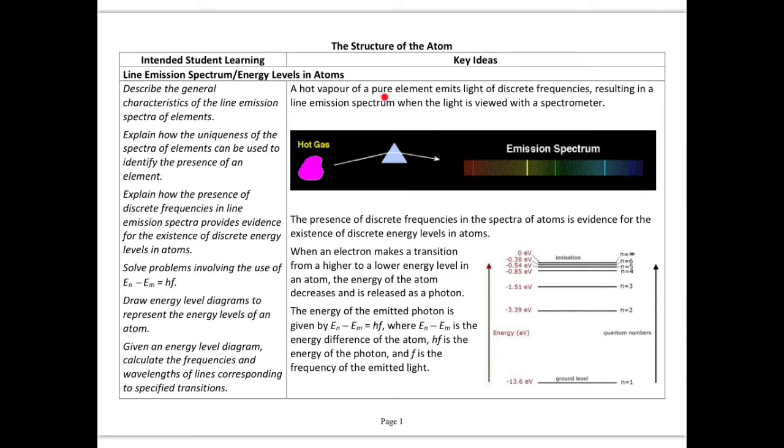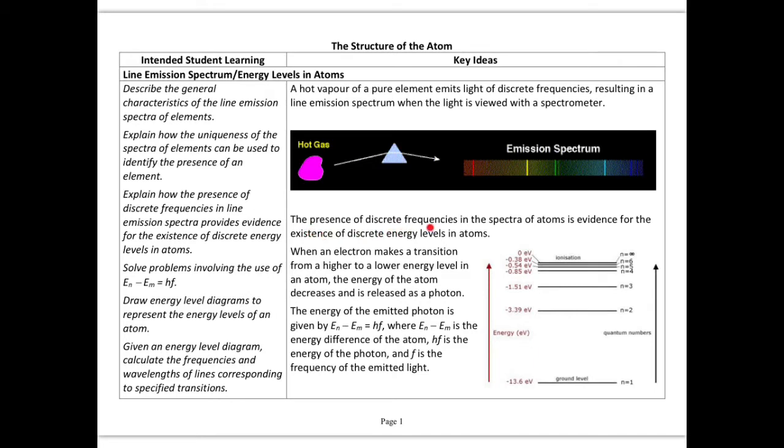So a hot vapour of a pure element emits light at discrete frequencies, resulting in the line emission spectrum when it is viewed through a spectrometer. The other key word here is discrete. Each atom will emit a different line emission spectrum, so a different set of coloured bands. So why is this the case?